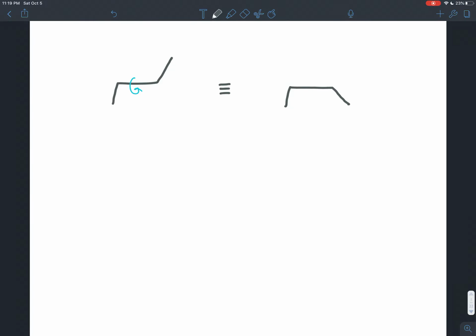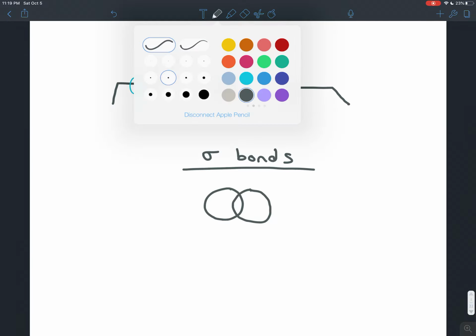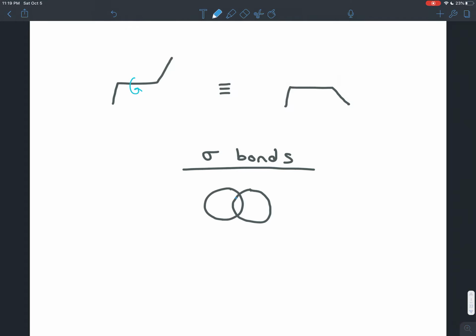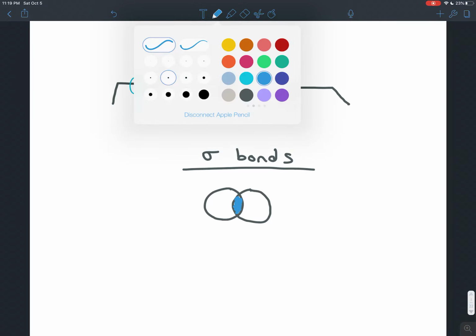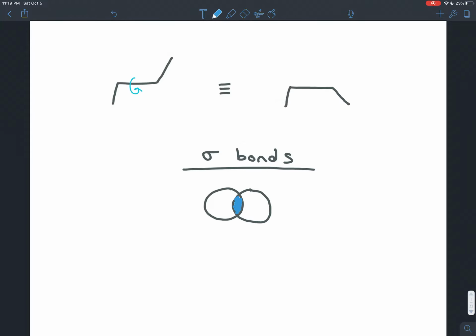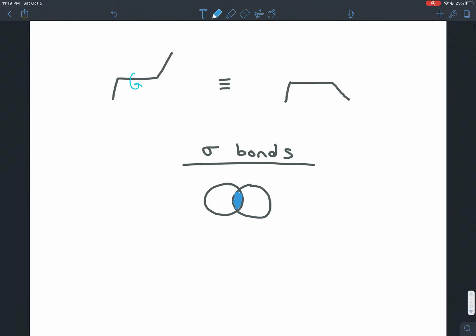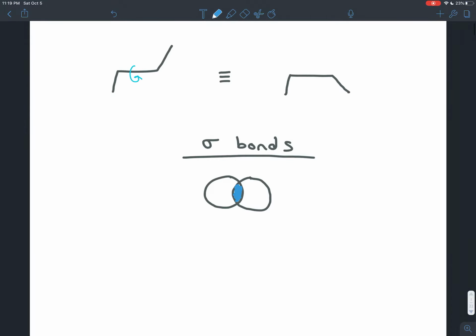You can rotate single bonds because they're sigma bonds. Remember, with sigma bonds, you get overlap of orbitals that's uninterrupted. So that overlap there has no interruption. So when you twist or turn those orbitals, the overlap stays the same. And so no matter how much the bond rotates, you still have that bond, and so the bonds can rotate without affecting the energy of the bond.